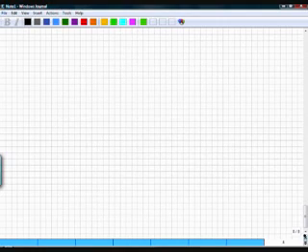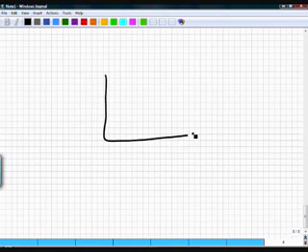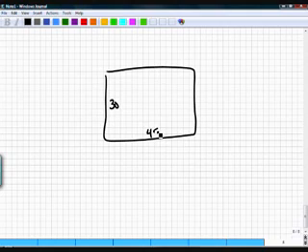Here you go. Example 6. It says a landscaper wants to put a cement walk of uniform width around a rectangular garden that measures 30 by 45 feet. So we've got a garden. Again, here go my pictures. That's 30 by 45 feet. And we want to put a walkway around it.